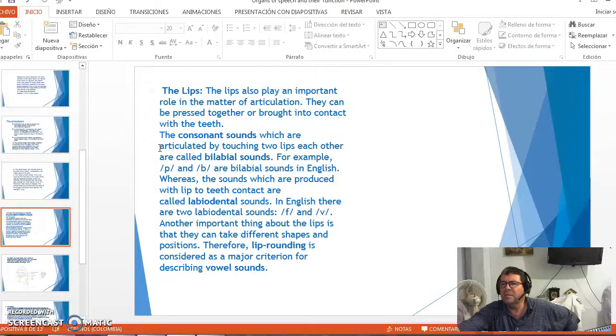In English, there are 2 labiodental sounds, f and v. Another important thing about the lips is that they can take different shapes and positions. Therefore, lip rounding is considered a major criterion for describing vowel sounds.